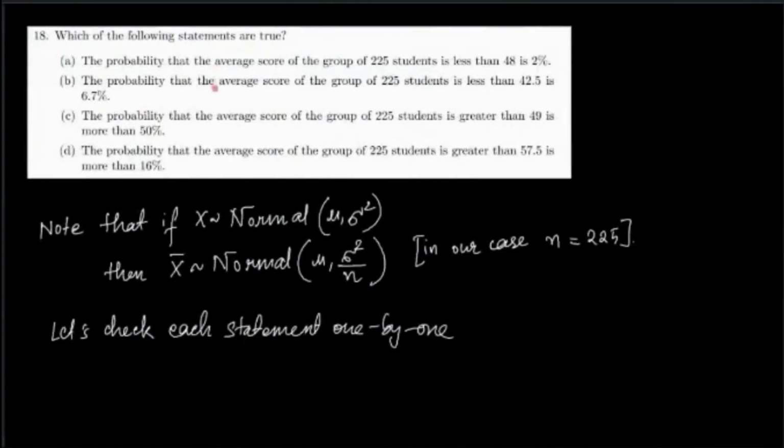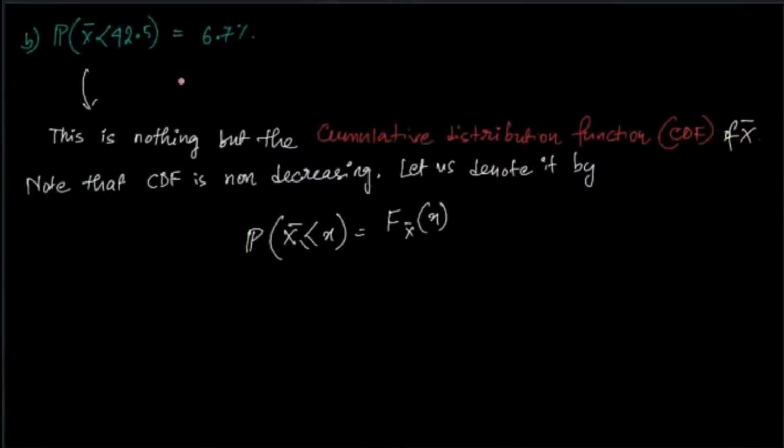Moving on to B, it is that the average score is less than 42.5, with probability 6.7%. Okay, so let's rewrite this again in probabilistic terms. Let's clean this up and write it properly: the probability that x bar is less than 42.5 is 0.067.